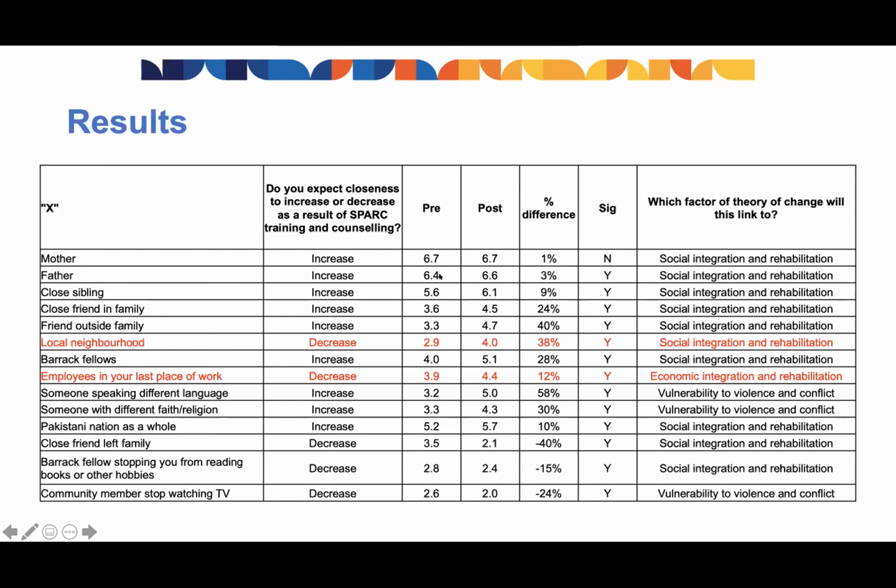But with father, the connectedness increased, with close sibling it increased, and then look at some of these ones with friends outside the family. How connected they feel to their friends outside the family, there was a jump of 40% as a result of the training and counseling.